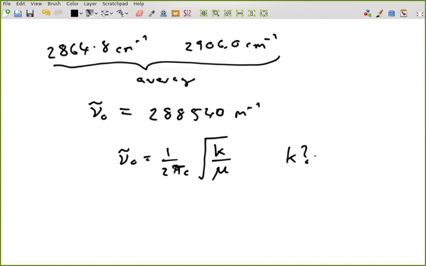So that's really nice in terms of pulling out the fundamental vibration. We can extrapolate and decide what the fundamental vibration is going to be. And if we know that, we're going to be able to calculate the force constant for the HCl bond. Okay. Any questions?